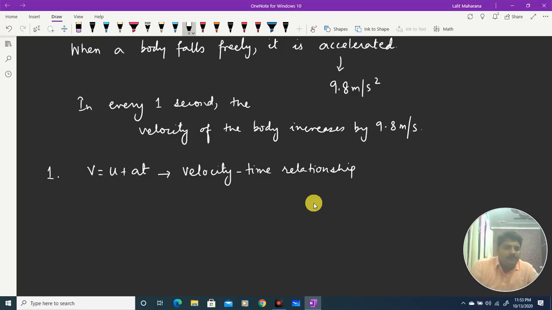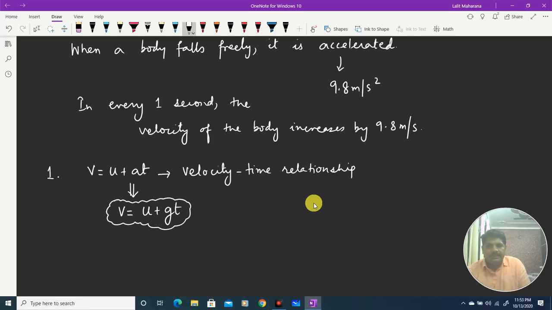Now if a body is falling freely under gravity, acceleration due to gravity is written as g. So this equation would change into v is equal to u plus gt, where g is the acceleration due to gravity. And what is the value of g? It is 9.8 meter per second square. For making the calculations easier, we sometimes take the value of g to be 10 meter per second square. If it is given in the question, you must take g is equal to 10. Otherwise, if it is not given, then we have to take the value of g to be 9.8 meter per second square. When we talk about the numericals, we will discuss these things.